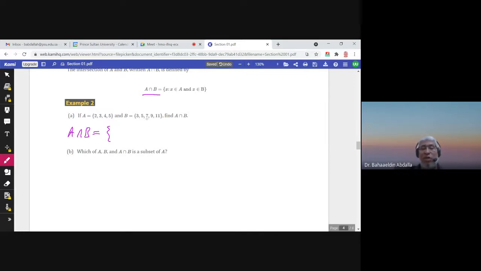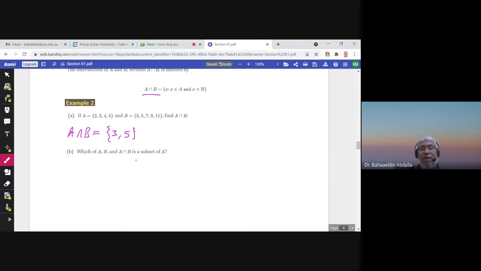No, 2 is not in B, so 2 is not in the intersection. 3 is here and here, so 3 is in the intersection. 4 is here, but it is not here, so it's not in the intersection. 5 is here and here, so 5 is in the intersection, and the intersection has only 3 and 5.